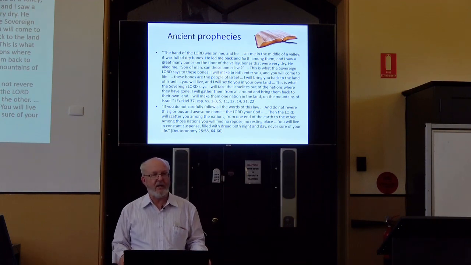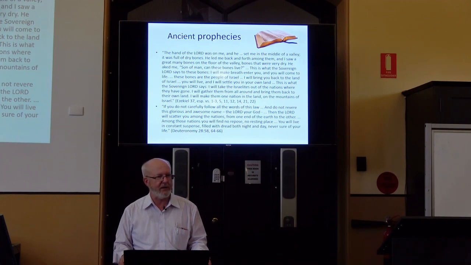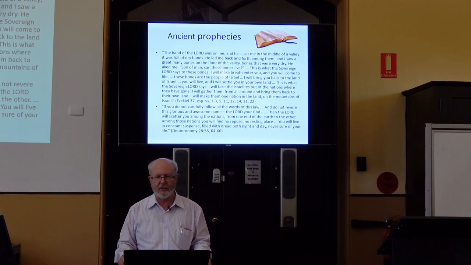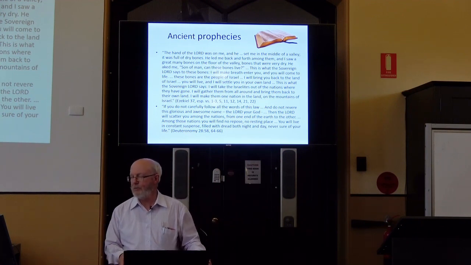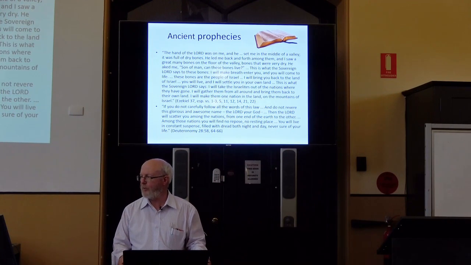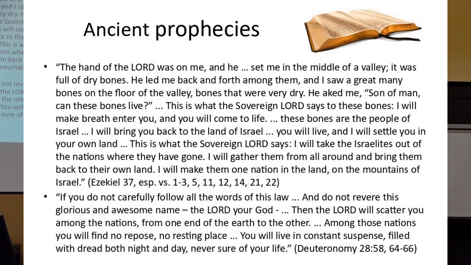Ezekiel was an exile in Babylon after Jerusalem had finally fallen and been completely destroyed by the Babylonians and the people carted off. So he was a captive living in exile. He wrote this. It was a part of a vision he had. "The hand of the Lord was on me, and he set me in the middle of a valley. It was full of dry bones." Have you heard of the vision of the valley of dry bones? Well, this is it. "And he led me back and forth among them, and I saw a great many bones on the floor of the valley, bones that were very dry."